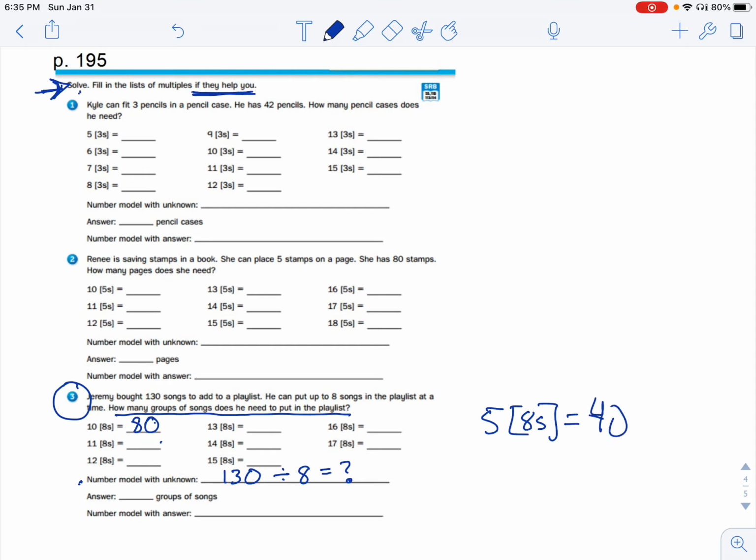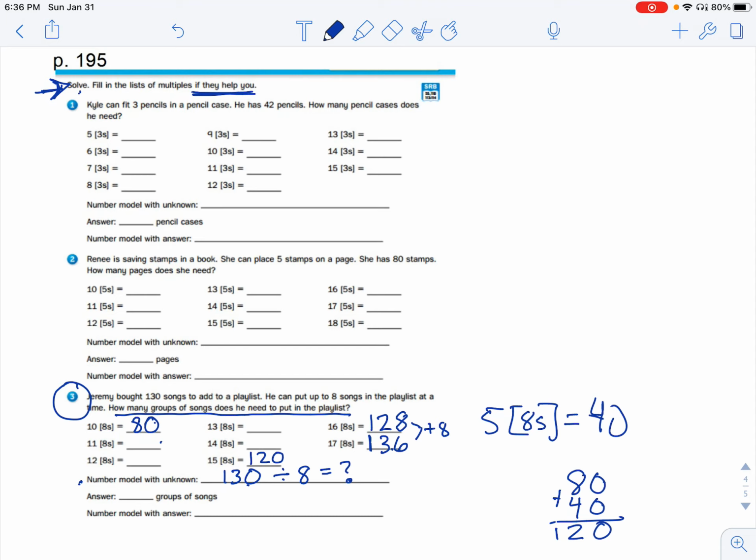So 15 would be 80 plus 40, right? The 10, 8 times 10, 8 times 5, and I'd get 120. So 15 eighths is 120. I'm getting closer to my target, but not quite. So that means 16 eighths is 128, and 17 eighths is, what are we at then? 8 more, 136, right? Plus 8. Yeah. Okay, so that would be too many. 17 would be too many.